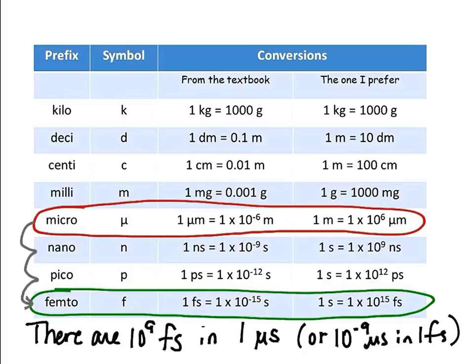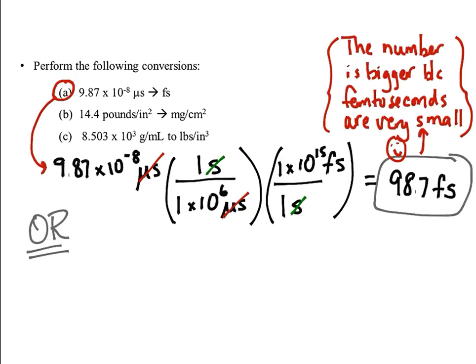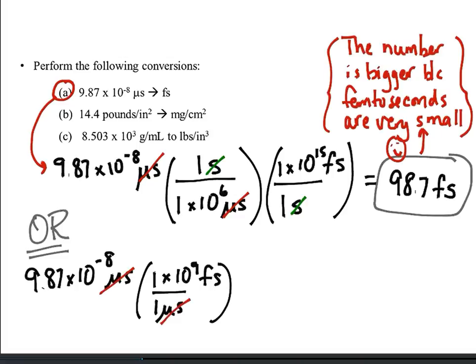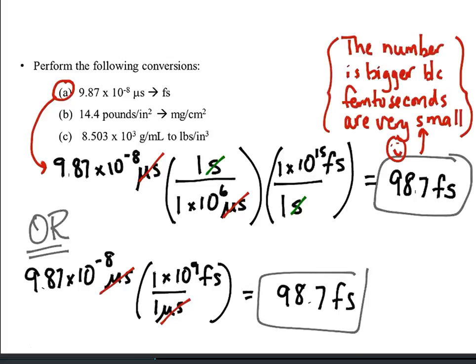So that's a difference of 10 to the minus 15 compared to 10 to the minus 6. Another way to do this is to do a direct unit conversion where 1 microsecond contains 1 times 10 to the 9 femtoseconds. Microseconds cancel, and now you've done it in one step. If this confuses you, though, I would suggest that you go to the base unit and then go back. You should get the same answer, though. That's up to you.